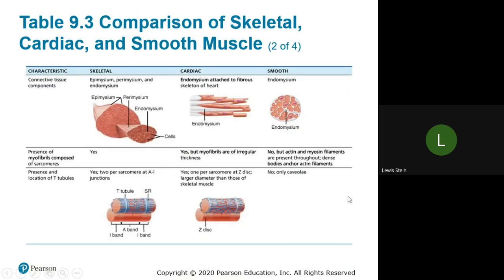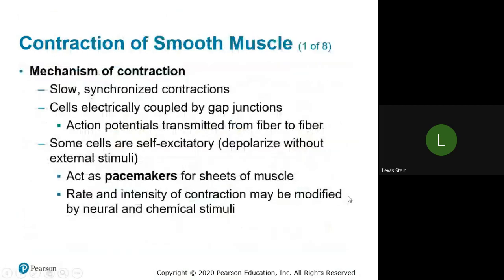And you've seen this illustration before. And all of that. Slow, synchronized contractions, which is very much different, I think, than the way skeletal muscle is. Coupled gap junctions, action potentials transmitted to fibers. Some are self-excitatory. So we have ways that it's sort of like what occurs with peristalsis.